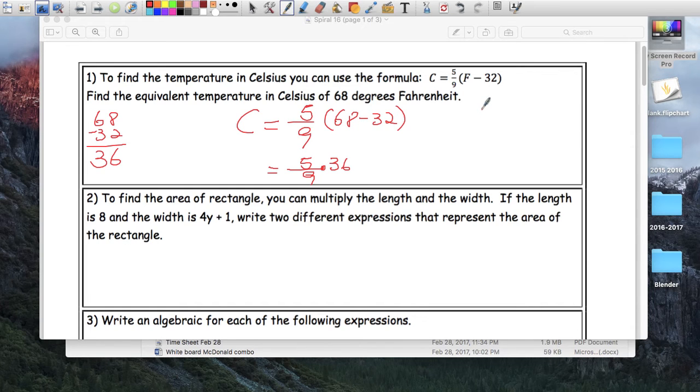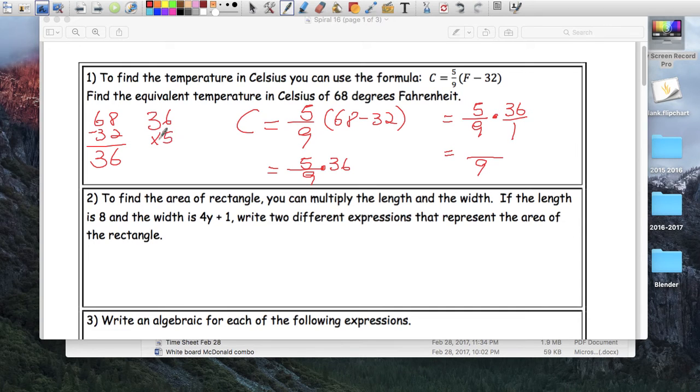You don't have to find the LCM, but it's easier if you turn the 36, the whole number, into a fraction. Now I can multiply these two. When you multiply fractions, you multiply numerator times numerator and denominator times denominator. So on the bottom, 9 times 1 is just 9, that's easy. And on top, you got 5 times 36.